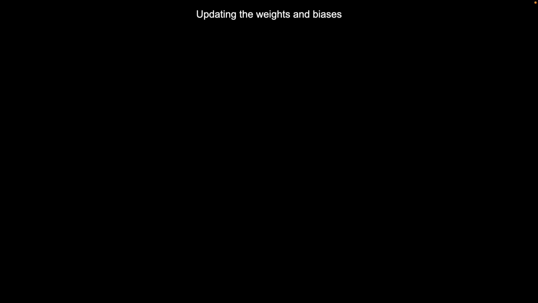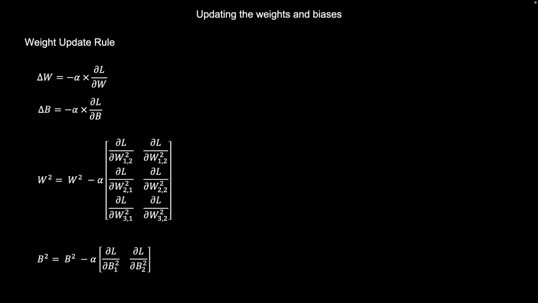So now that we have the derivative of the loss with respect to the biases, we can go about performing the weight update. So let's go over the weight update rule. The difference in the weights is equal to negative alpha, which is a hyperparameter scalar that we pass in, times the derivative of the loss with respect to the weights. And the same goes for the biases. We multiply negative alpha by the derivative of the loss with respect to the biases. What this actually looks like is W2 equals W2 minus alpha times the derivative matrix we calculated in the previous slide. And the same goes for B2.